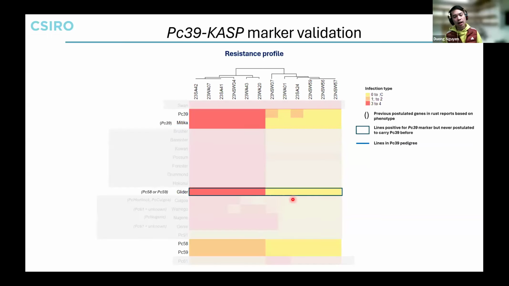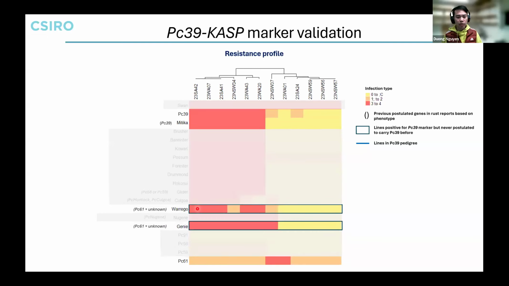And we're looking at the Glider here, testing positive for the marker, and they show a very similar resistance profile as PC39. But before, this line was postulated to carry PC58 and PC59. However, looking at the virulence profile, they are different. So that just suggests that Glider actually carries PC39 instead.